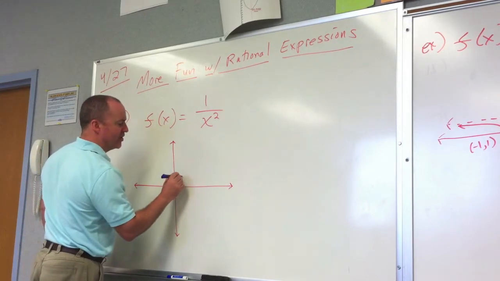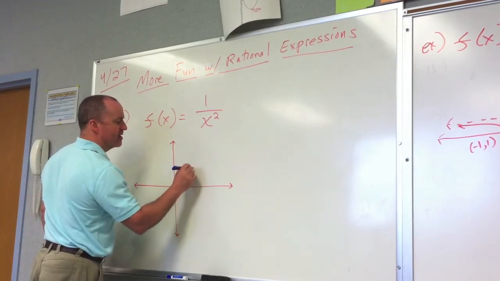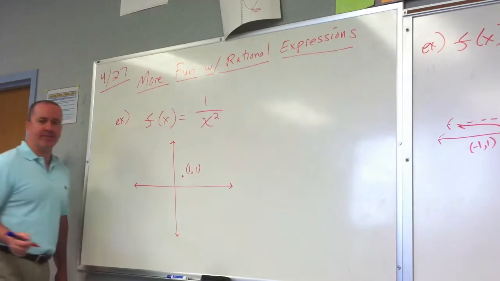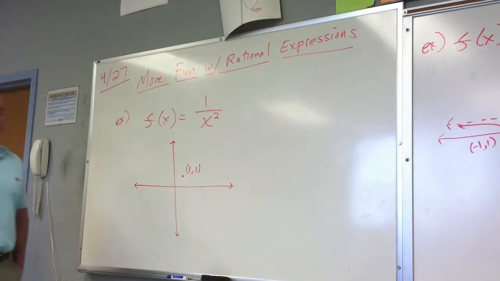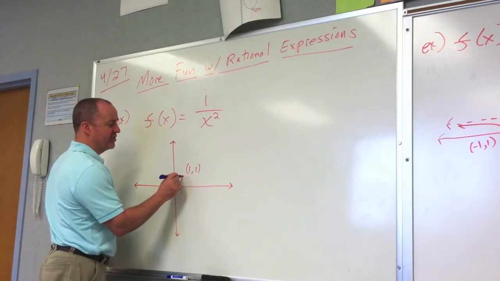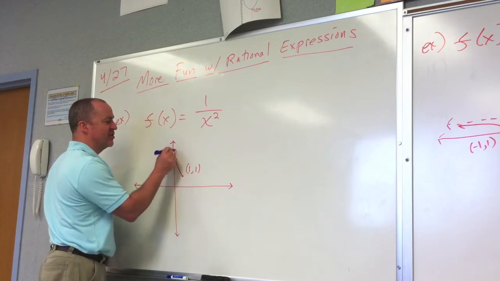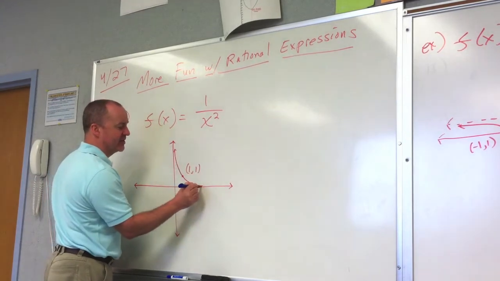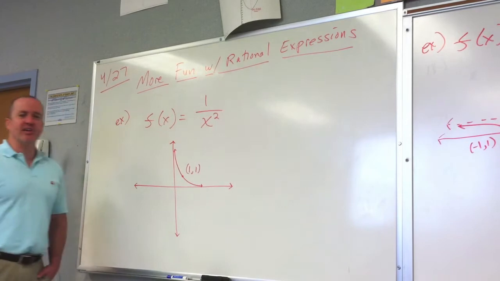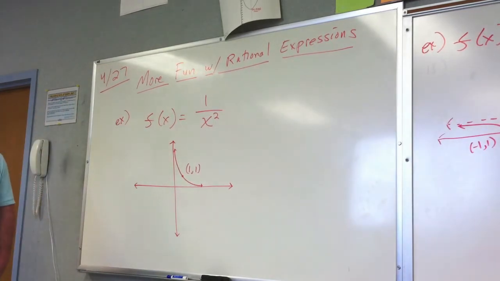It will pass through 1 over 1. If you're trying to draw it accurately, it will actually start to get close to its asymptotes faster. That's what the exponent does. So you could draw it snuggling up to the x and y axes even faster.